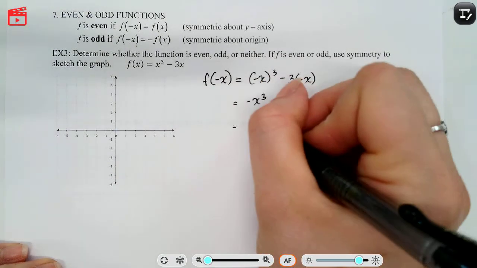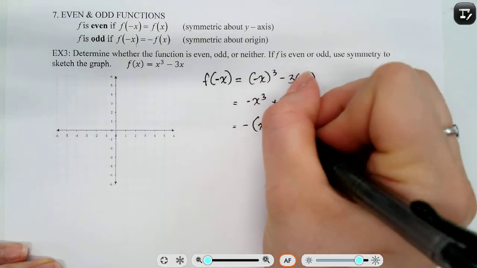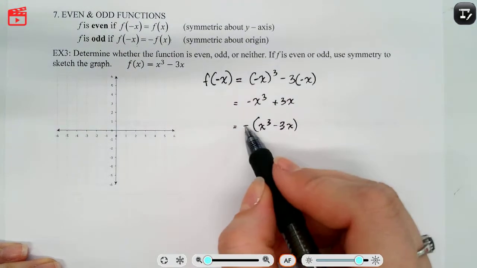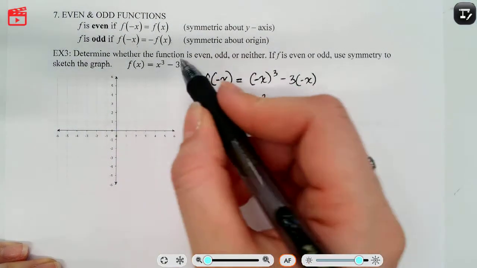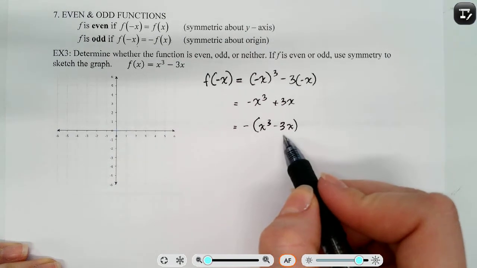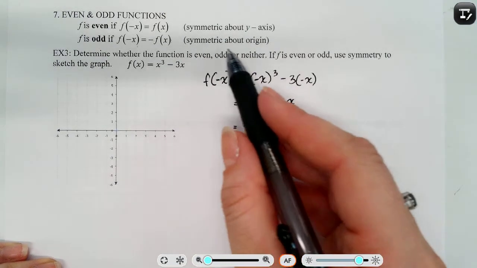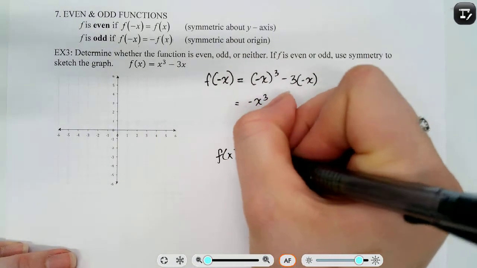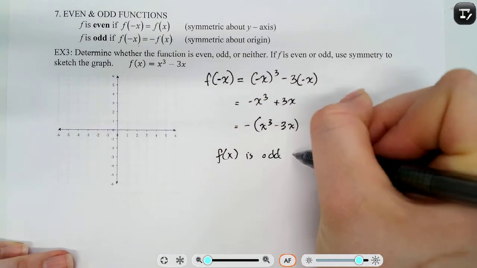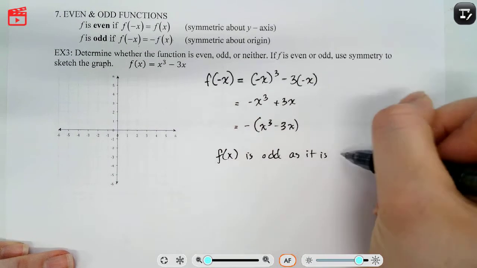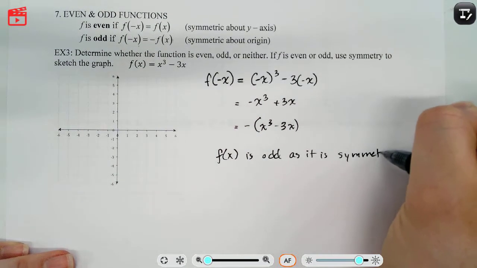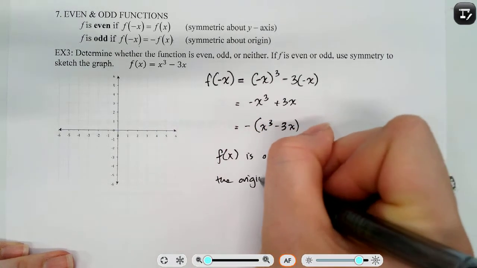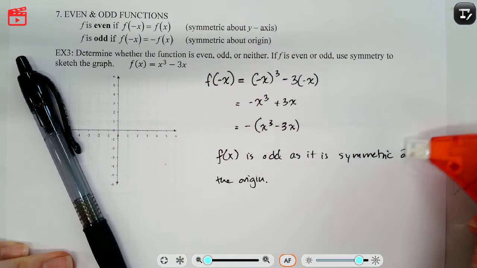Well, let's pull out a negative and see what we get. Look, it's the opposite of my original function. So since it's the opposite of my original function, this means it's symmetric about the origin and that it's odd. So f of x is odd, as it is symmetric about the origin. That's probably a pretty bad habit I have right there of writing that.